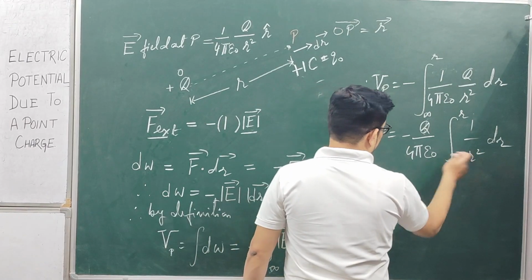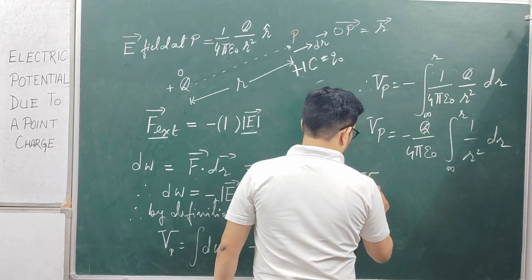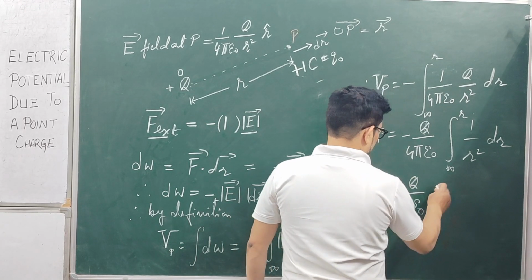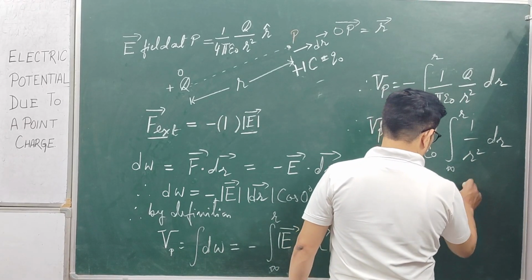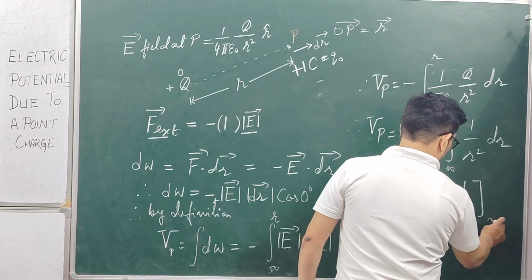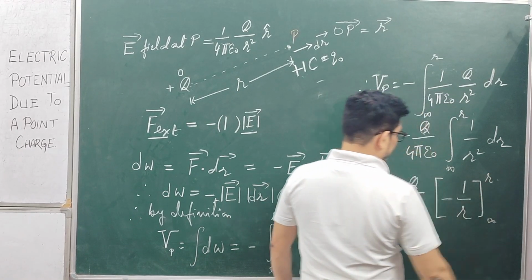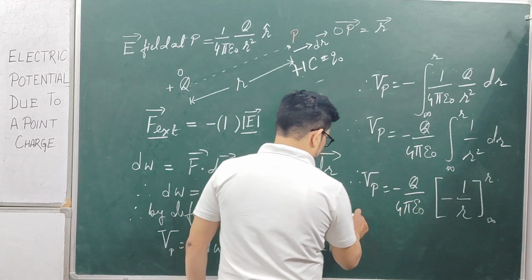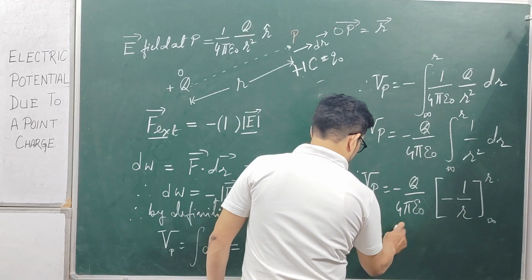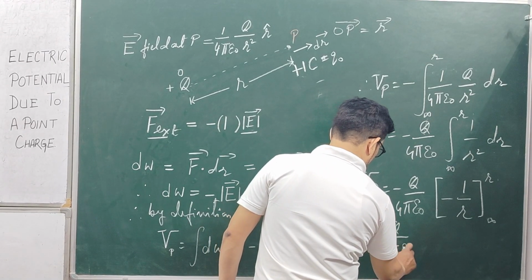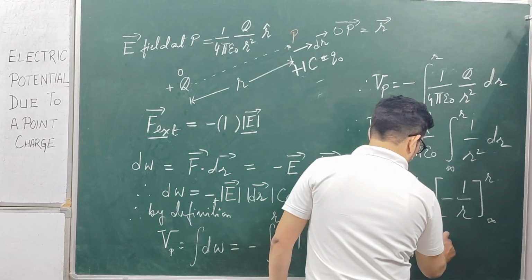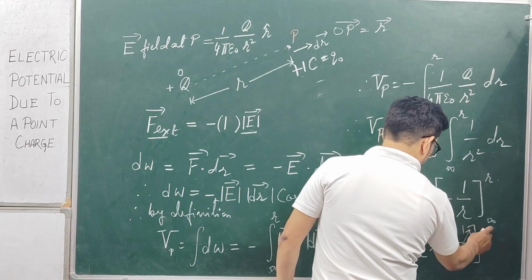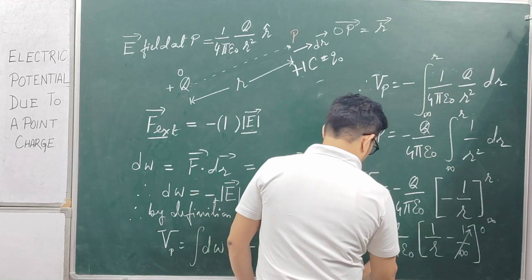Now if you integrate this, the result is minus 1 over R, so we write minus Q over 4 pi epsilon naught times minus 1 over R, and this is how we evaluate the definite integral. Now this minus, you take it out, so minus and minus would become plus. So Vp is Q over 4 pi epsilon naught, and here we get 1 over R minus 1 over infinity. So 1 over infinity goes to 0.